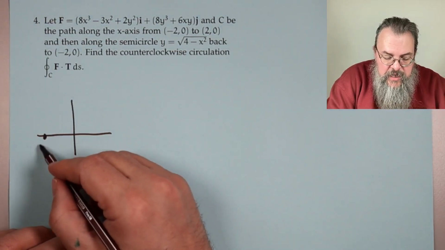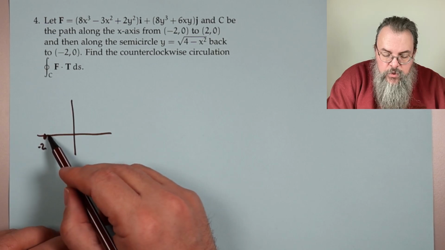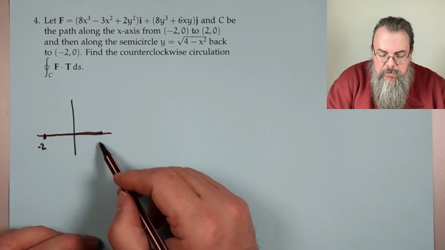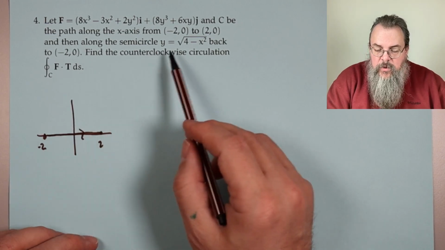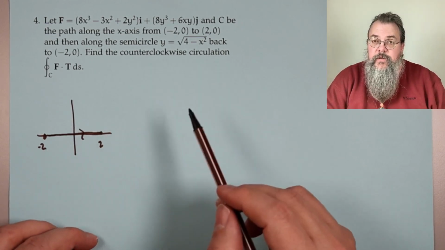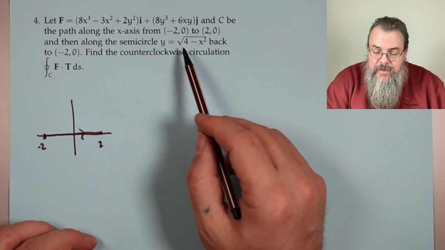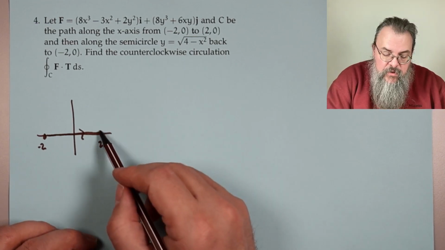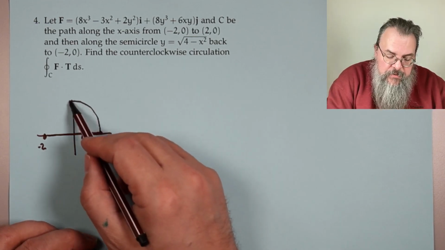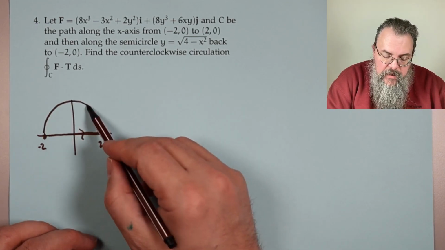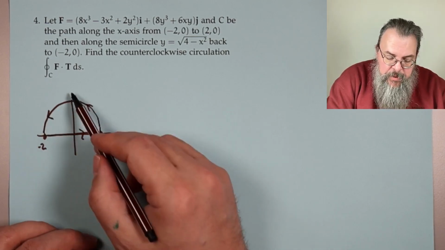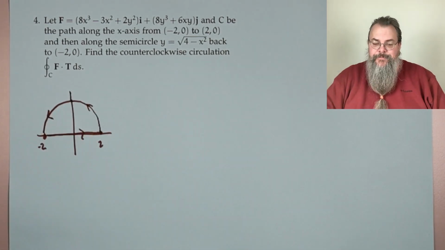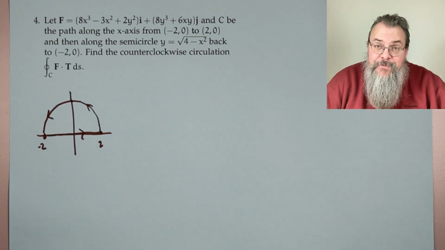We're starting here at negative 2. We're moving to positive 2. And then along the semicircle, y equals square root of 4 minus x squared. Now it's a semicircle. It's the top half, right? Because y equals a plus. So top half of the circle, back to negative 2, 0. Okay, so good. There we go.